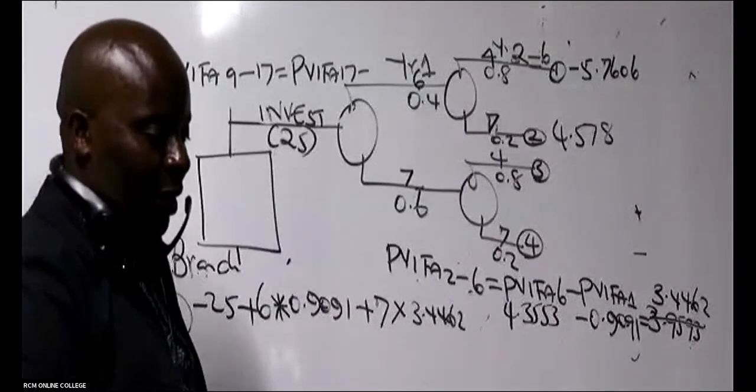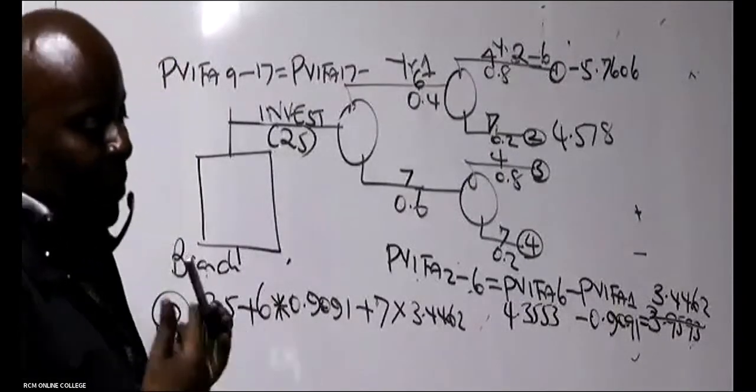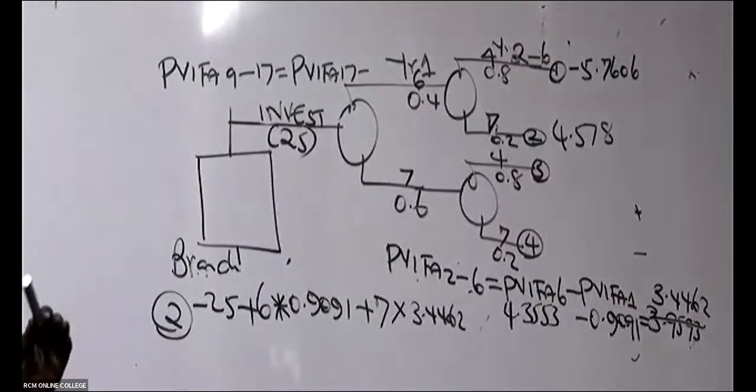Is that okay? So can you now try yourself, branch 3? Give me NPV for branch 3. Just try, be proactive.